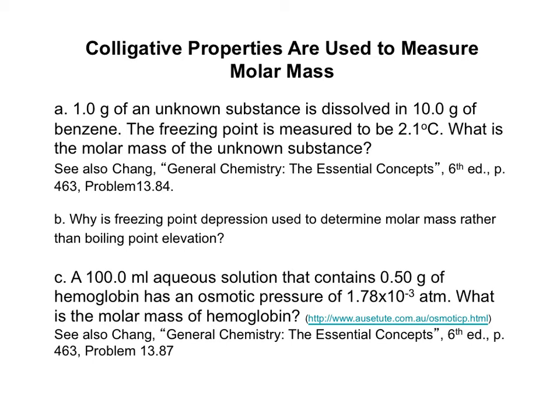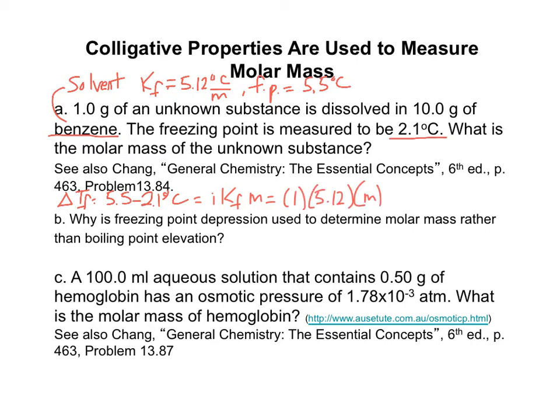You have a substance but don't know what it is. A good start is to measure the molar mass. Colligative properties are used to measure molar mass. Stop the video and try question A. And the answer is: benzene is a solvent, so we know the freezing point depression. We'll assume i equals 1 because benzene is nonpolar, and we know Kf. Let's solve for m. This number tells us there's 0.66 moles of the unknown substance in 1 kilogram of benzene.